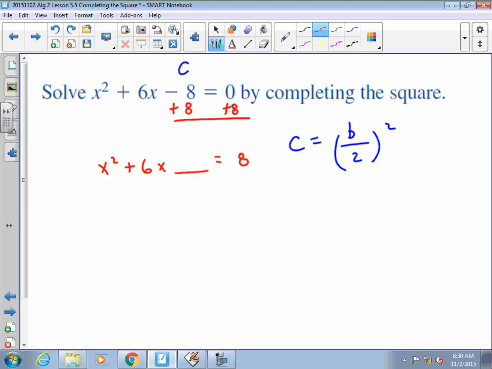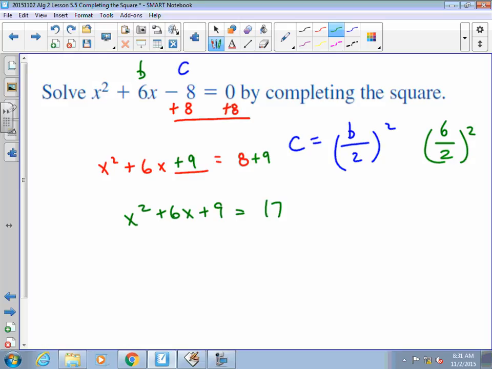Find a new c value by using your b value 6, dividing it by 2, and squaring it. 6 divided by 2 is 3. 3 squared is positive 9. Remember, if you add 9 to one side, you have to add 9 to the other side. So now what we have is a perfect trinomial. x squared plus 6x plus 9. That's a perfect trinomial. Is equal to 17.